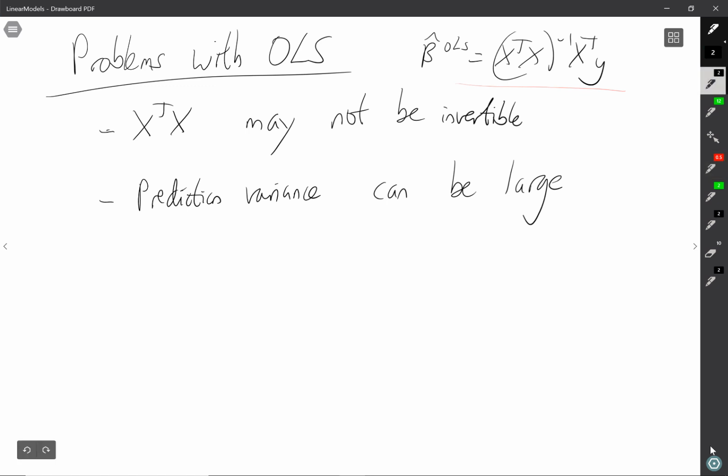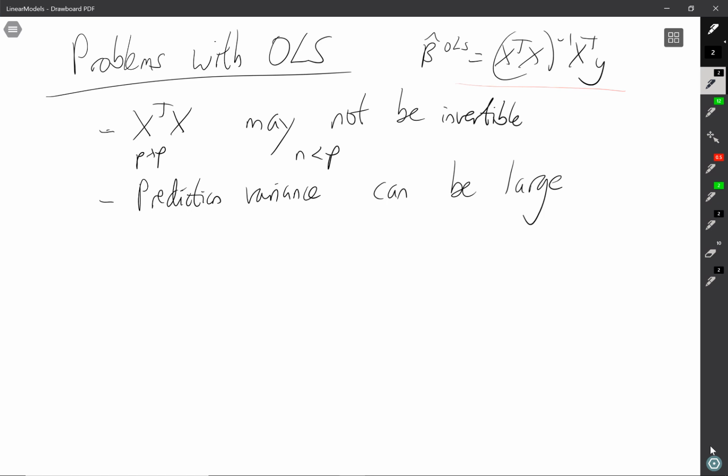This is particularly a problem if n is less than p. If n is less than p, then X^T X is a p by p matrix of rank at most n. n is less than p, so it cannot be invertible. The matrix X^T X is not full rank, so it cannot have an inverse. So we can't use ordinary least squares in the case where we've got more covariates than observations, i.e. when p is bigger than n. But it can happen in other cases when p is large, even if n is still bigger than p, it will still happen.